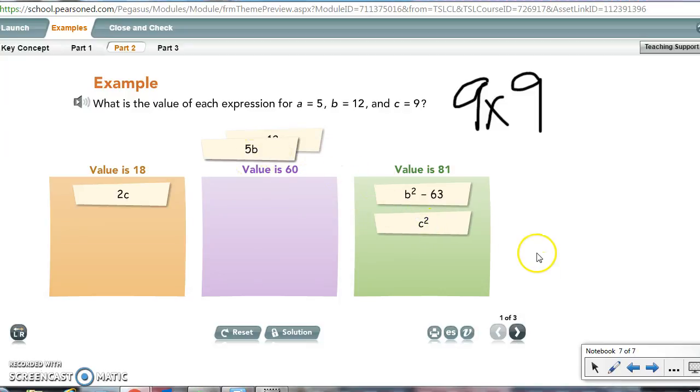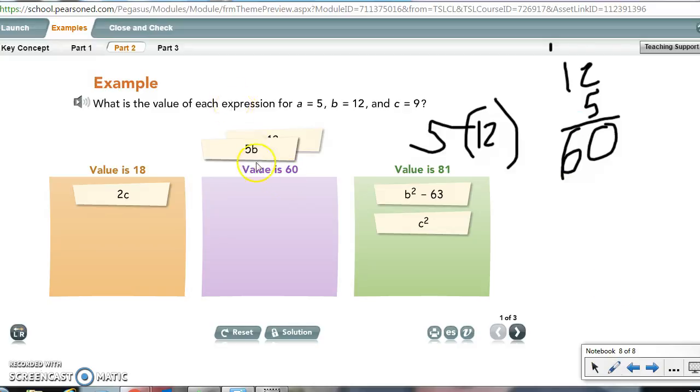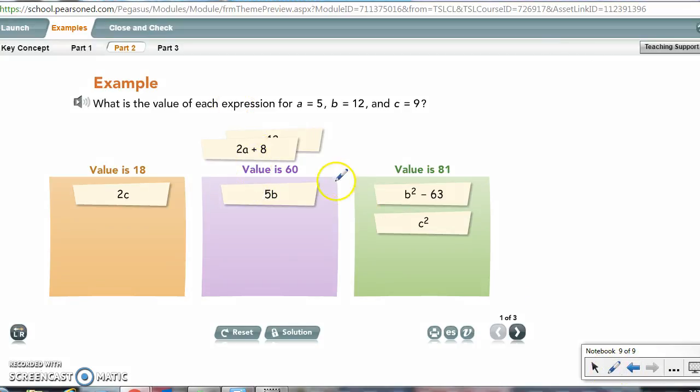What about 5b? Well, 5b becomes 5 multiplied by 12. What is 12 times 5? Well, let's show our work in the corner. 12 and 5. Copy this down. 5 times 2 is 10. Carry my 1. 5 times 1 is 5, plus 1 is 6. So where should this go? Should go under 60.